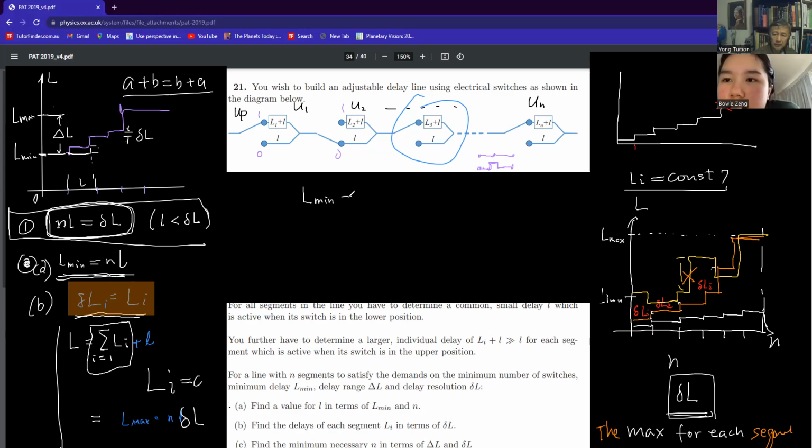The accumulated is equal to that's the minimum. That's n multiplied by L, and the maximum we just write as another equation, which is just equal to n when everyone goes to this limit. Can you see?